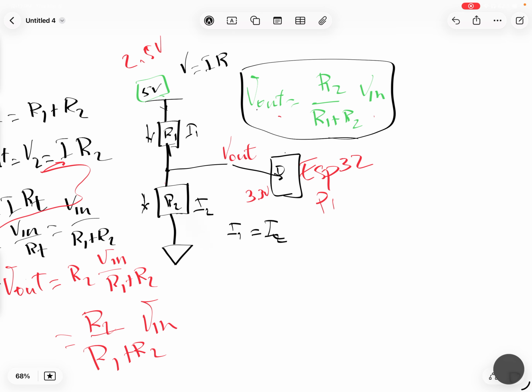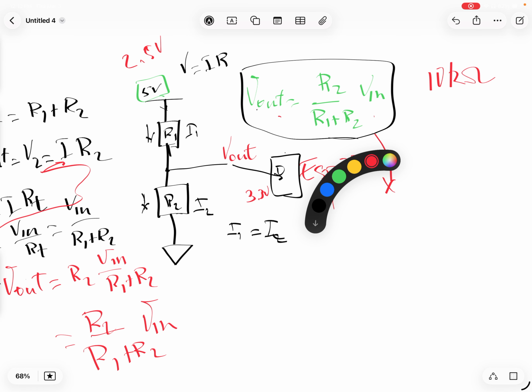So we can choose a resistor with the same value. Let's say we got a resistor of 10 kilo ohms, 10 kilo ohms, all right. So R1 equals R2. So we're going to translate this formula here. Let's change the color here. Let me go with blue, okay.